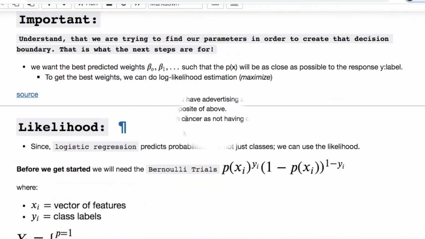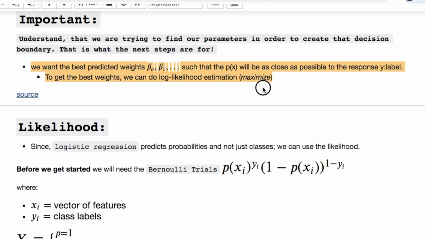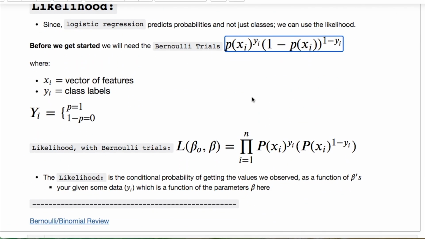So it's important to understand, all right, that we are trying to find our parameters in order to create that decision boundary. That is for the next steps for us. We want the best predicted weights such that the probability of X will be as close as possible to the label. To get the weights, we can do a log likelihood estimation to maximize this. Logistic regression predicts the probabilities and not just the classes. We're going to need to set up some Bernoulli trials, which after you perform the trials sets up a binomial distribution.